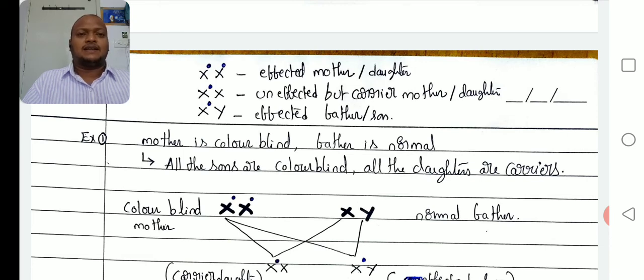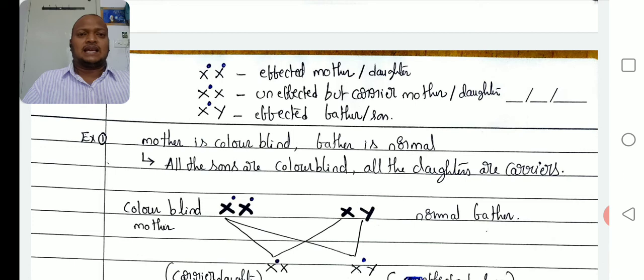Next, X dot X. Of the two X chromosomes, how many have the defective gene? Only one, right? So X dot X means what? Unaffected, but a carrier. It is a recessive disorder, so only carriers are present. So X dot X means unaffected but carrier mother or daughter. Next, X dot Y. In males, carriers are not there. In X-linked inheritance, in males, carriers are not there. Why?